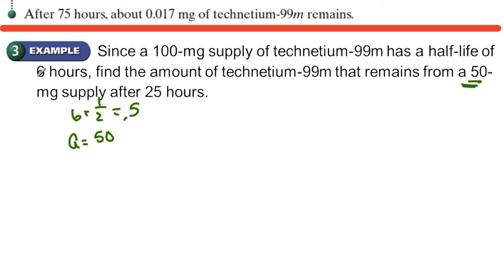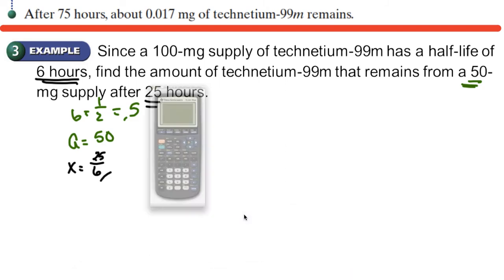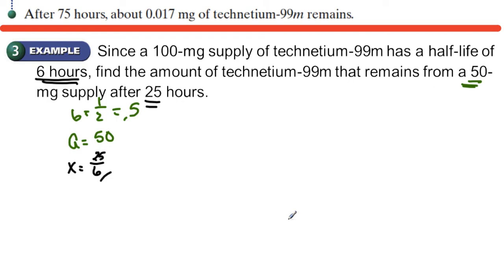Now, here's the kicker. It has a half-life of 6 hours, and we want to know what it is after 25 hours. So we're going to take the x, and we need to divide 25 by 6, because that's going to be the number of times it breaks down. Using the calculator, 25 divided by 6 is not going to be a pretty number. 4.17, right? So x is 4.17.